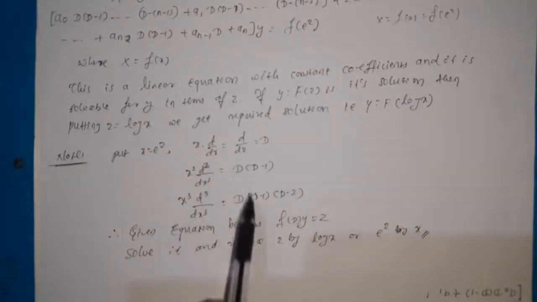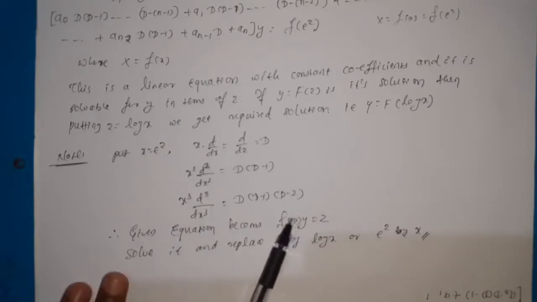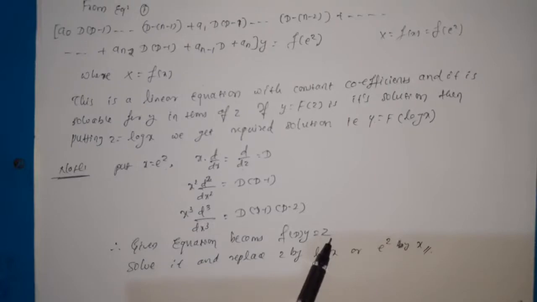After substituting all these things, the equation becomes f of D, which is nothing but the function of D from a0 to an, f(D) y equal to a function of z, and solve this equation. Then finally substitute z equal to log x or e^z equal to x, both are the same. This will give the required complete solution. Here if f(D) y is equal to 0, then the complementary function itself will give the complete solution. If it is other than 0, then we need to proceed further to find the particular integral. So let us discuss some examples on this, then you will understand easily.